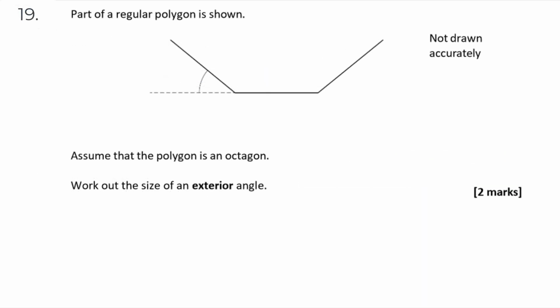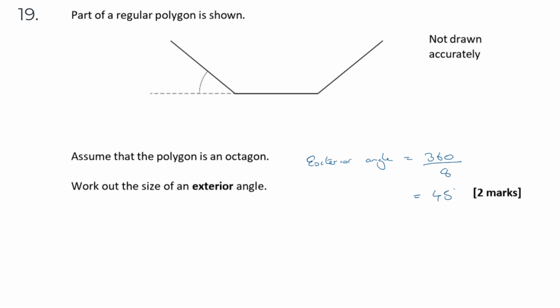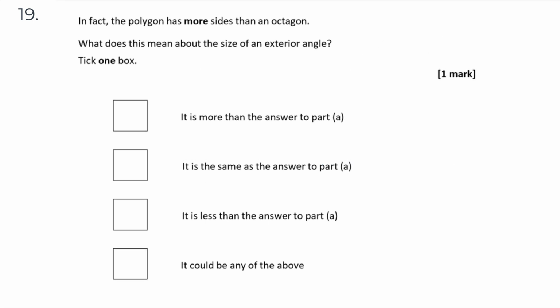Question 6a. Part of the regular polygon is shown. Assume that the polygon is an octagon. Work out the size of the exterior angle. Okay. So if it's an octagon, then it has 8 sides, and as it has 8 exterior angles, and the exterior angles all add up to 360 degrees, then we can say that one exterior angle is equal to 360 divided by the number of sides, 8. And 8 goes into 360, 45. So that's 45 degrees.